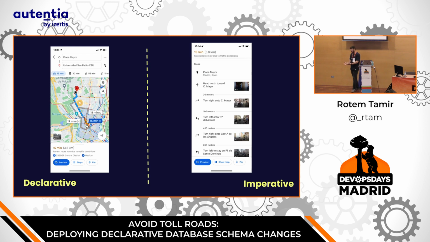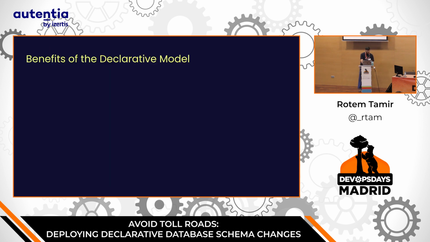But the imperative flow is like when I started driving, my dad would give me a note with these instructions, right? Head north, turn right. After 100 meters, turn left. Okay? So which is better, I ask again. What are some benefits of the declarative model?